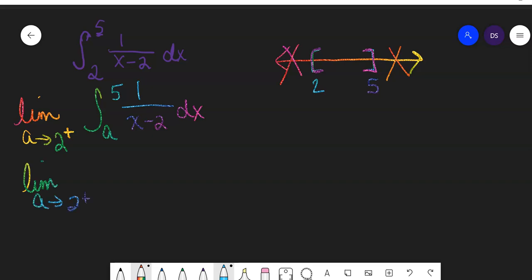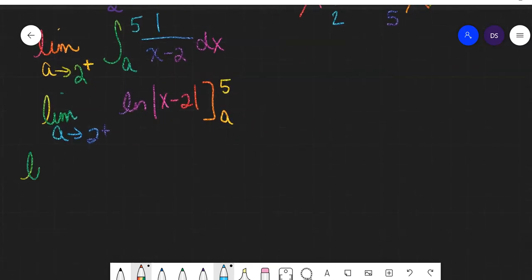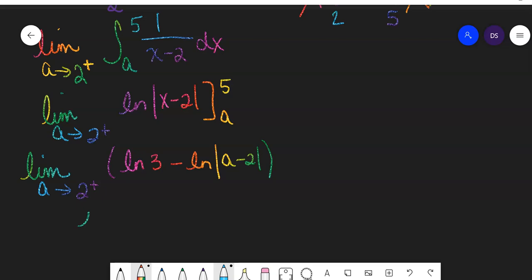And the integral of 1 over x minus 2 is the natural log of the absolute value of x minus 2. And we're going to evaluate that from a to 5. Let's substitute in. When I substitute in 5, I get the natural log of 3, so I can drop the bars, minus the natural log of the absolute value of a minus 2. Well, the natural log of 3 is the natural log of 3. I can't do anything with that.